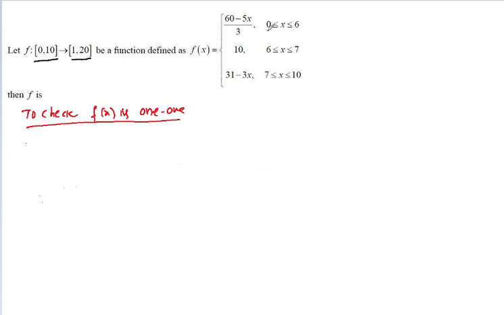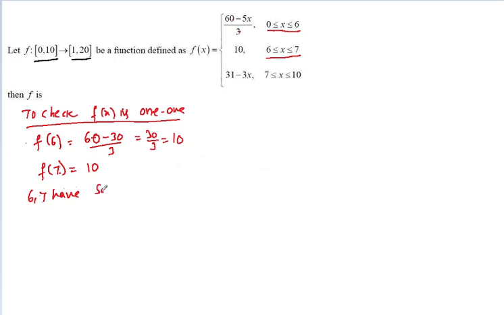So here the relation is given: for 0 to 6, f of x is 60 minus 5x by 3. Now I find the value of f of 6, that is 60 minus 5 into 6, which is 30 by 3, equal to 10. And in the relation where 6 is less than or equal to x less than or equal to 7, f of 7 is given as 10. Here 6 and 7 have the same image 10. So 6 comma 7 have the same images. So the function f of x is not one-one.